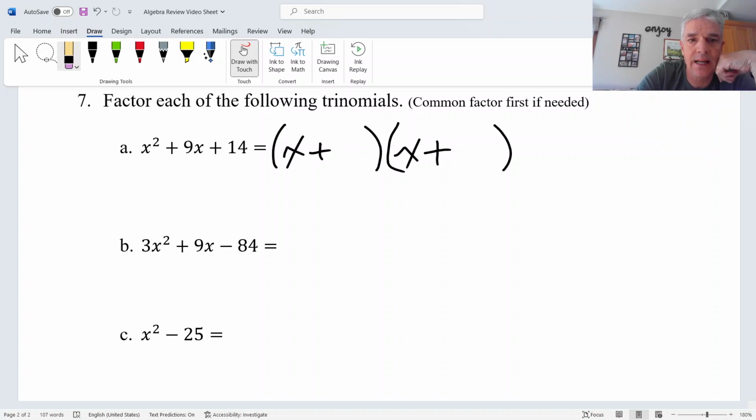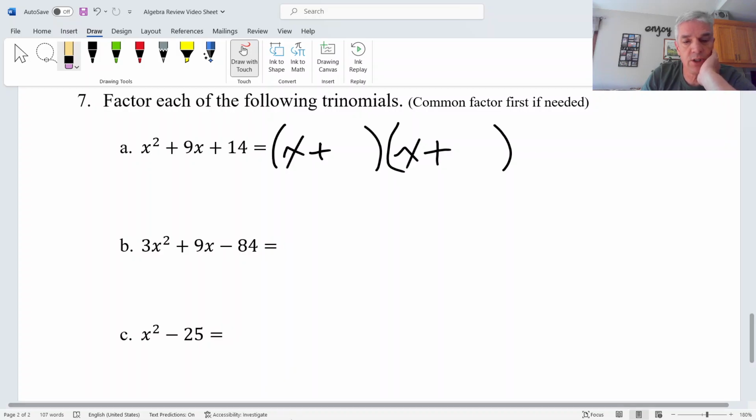Okay, and the last step is to determine the numbers that are going to go in here. And you want the factors of 14 that will add to 9, okay, in this case. And whether it's plus or minus here, like we've gone over in class, will determine whether you're looking for adding of the factors or you're looking for the difference or subtracting of the two factors, okay? Difference meaning take the difference between the two numbers.